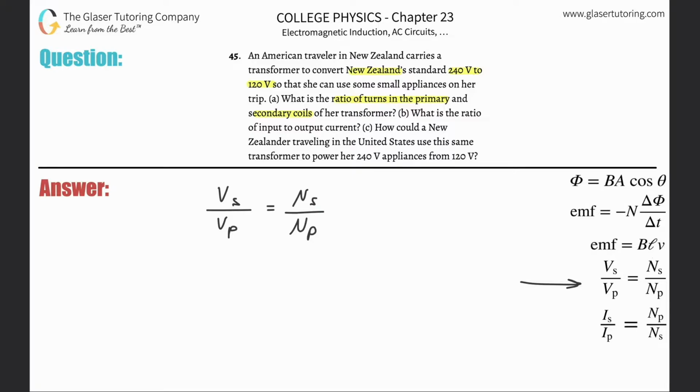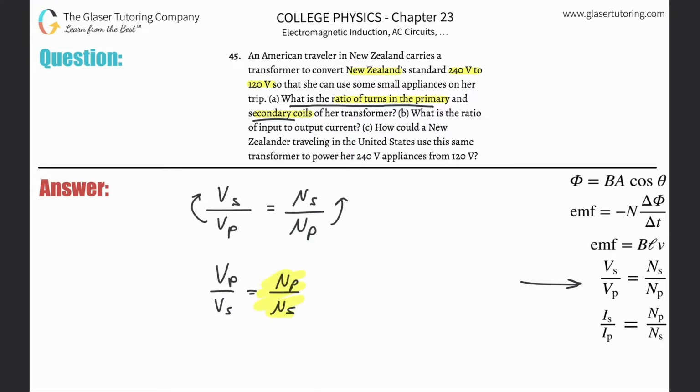The first thing is, they want to know the ratio of turns in the primary to the secondary, but this is the number of turns in the secondary relative to the primary. So all we've got to do is just flip it. If you flip the right, then you've got to flip the left. So this is now Vp over Vs is equal to Np over Ns. Good. So this is what we're solving for.